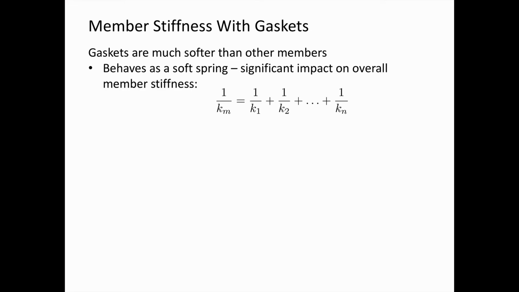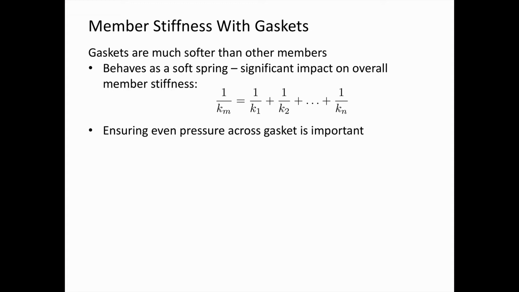When we're using gaskets in bolted joints, these are very soft members. If these are made of paper or rubber, it's going to be a lot less stiff than steel or aluminum. So the gaskets are going to behave as a soft spring. And imagine if we have a really small K value, that's going to have a big impact on the overall member stiffness.